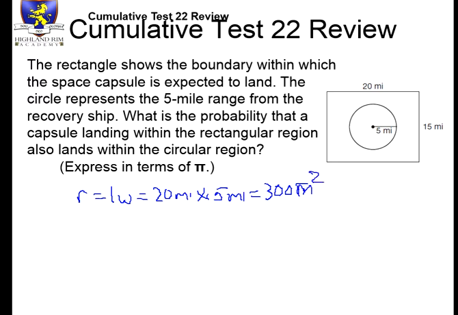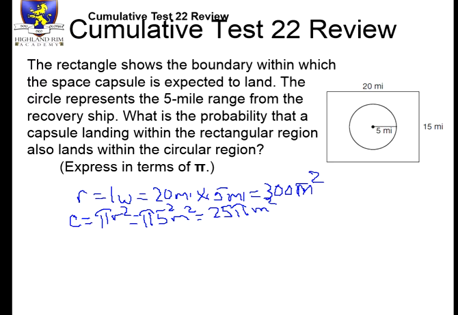Now we have the area of the circle. The area of a circle is pi r squared, right? That equals pi times 5 squared miles, which equals 25 pi miles squared.